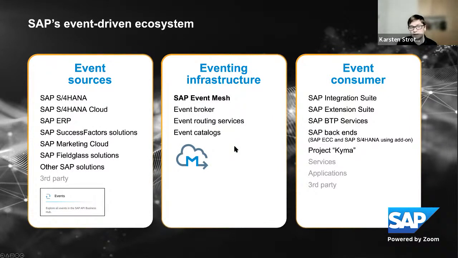So api.sap.com holds the event for S/4HANA, for example. And plenty of event consumers. The one that is probably most important from an integration perspective is the integration suite. So the integration suite is event enabled there, but not only, extension suite as well. Certain backends using the add-on can consume inbound events as well.